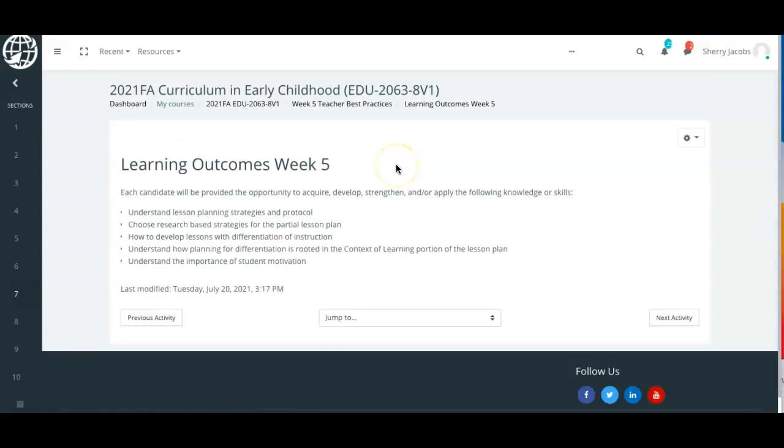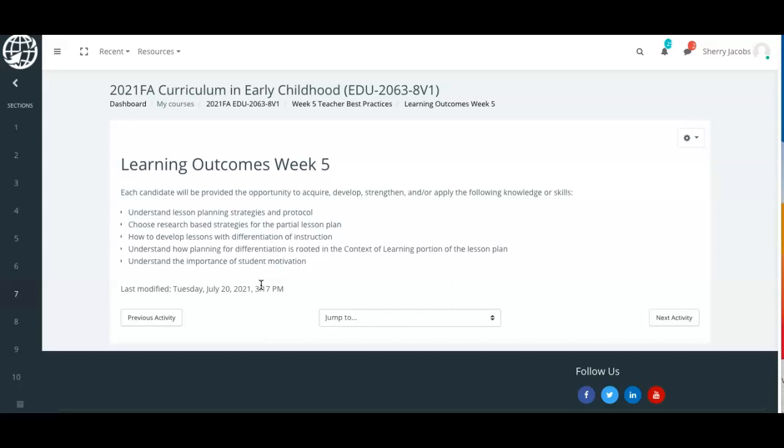Here are the learning outcomes: understanding lesson planning strategies and protocols, choosing the best research-based strategies, and understanding how planning for differentiation is rooted in the context of learning of the lesson plan. Let me elaborate on that a little bit more.